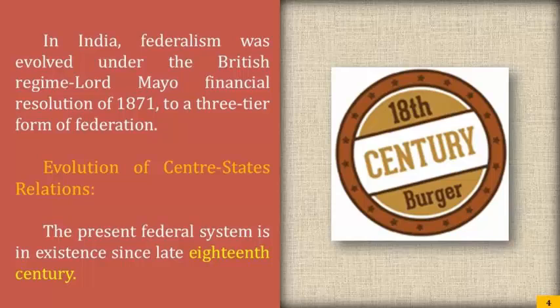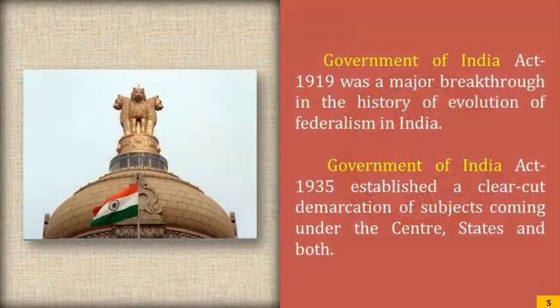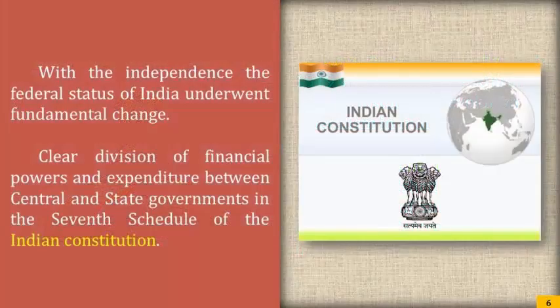The present federal system has been in existence since the late 18th century. Government of India Act 1919 was a major breakthrough in the history of evolution of federalism in India. Government of India Act 1935 established a clear-cut demarcation of subjects coming under the center, states and both. With independence, the federal status of India underwent fundamental change. Clear division of financial powers and expenditure between central and state governments is in the 7th Schedule of the Indian Constitution.